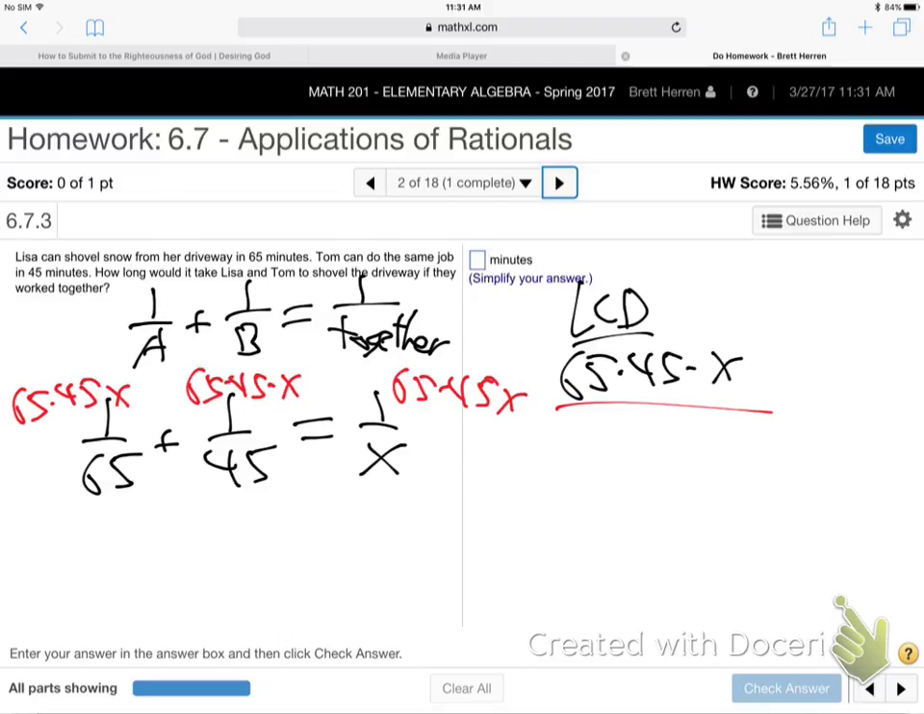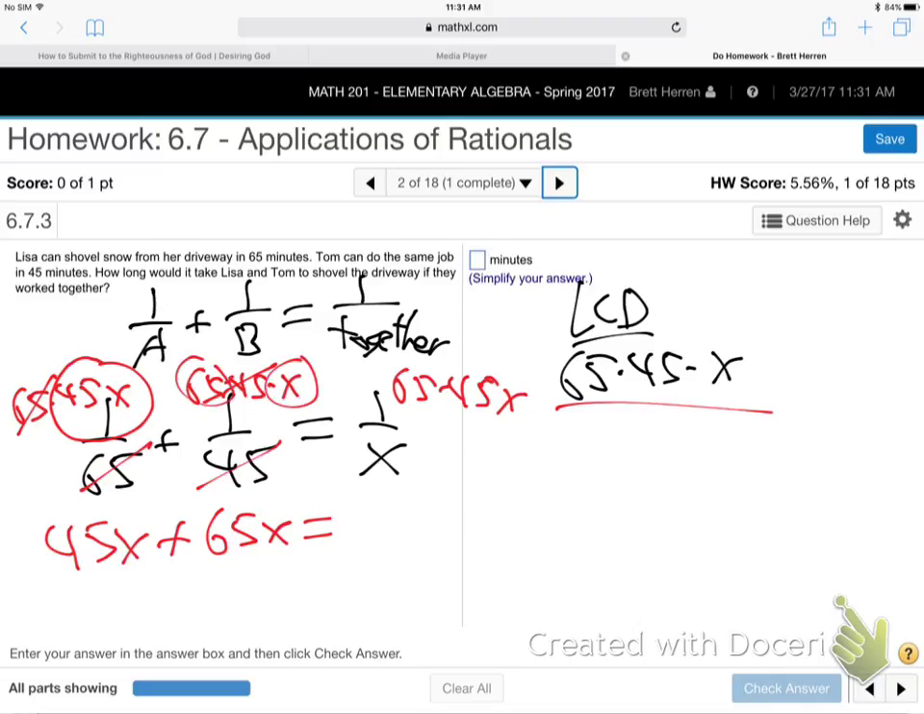So we cancel, right? 65 cancels 65. What's left over in that first one? Yeah, 45x. We good there? Remember, you cross cancel, and whatever's left over, you multiply. Keep going. 65x. 45 cancels the 45. What's left over? 65x. Is that good? The 65 and the x.